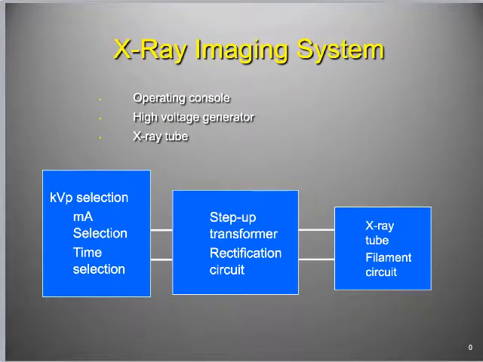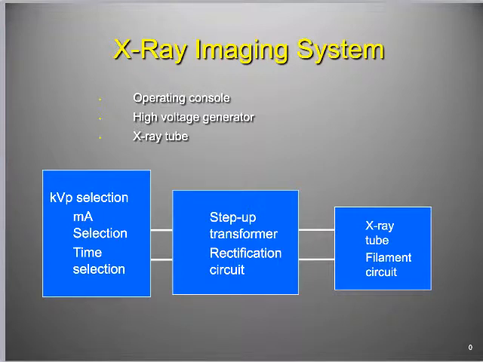At that 10,000 foot level, the imaging system has three parts: the operating console, the high voltage generator, and the X-ray tube. I like this way of organizing it. This is the most simplified way that we can talk about the circuitry, breaking it up into these three sections. It's important to think about them this way because you will receive registry questions asking you to think about them in these three sections.